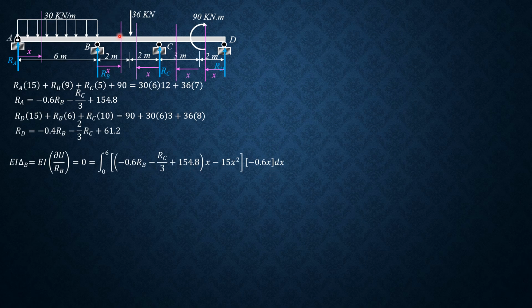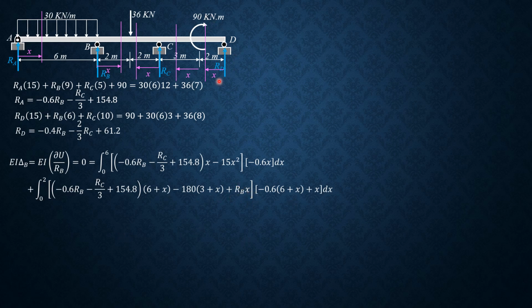Then on the next section, plus integral 0 to 2 of negative 0.6 RB minus RC over 3 plus 154.8 times quantity 6 plus X, plus RB times X, minus 180 times 3 plus X, and plus RB times X. Derivative of this equation with respect to RB is negative 0.6 of 6 plus X plus X.